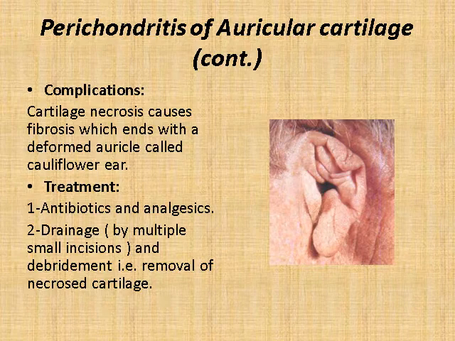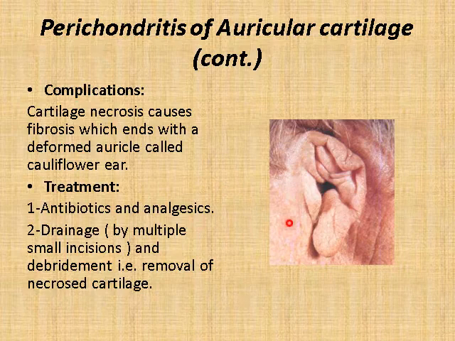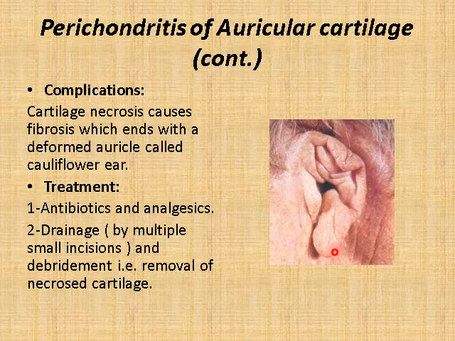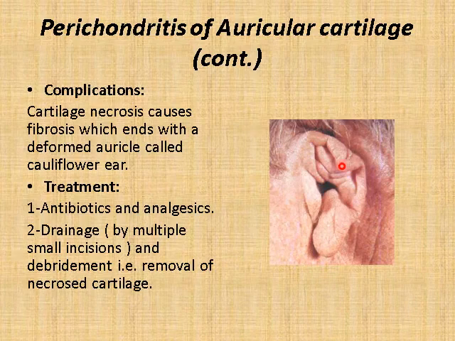What are the complications of perichondritis? In case this inflammation is not properly managed, it will end in cartilage necrosis causing fibrosis, a condition known as cauliflower ear. As you can see here in this photo, a deformed auricle known as cauliflower ear. What's the treatment of perichondritis? Antibiotics and analgesics, drainage and debridement. What do we mean by debridement? It's the removal of any necrosed cartilage.